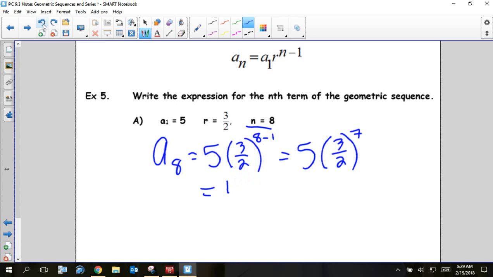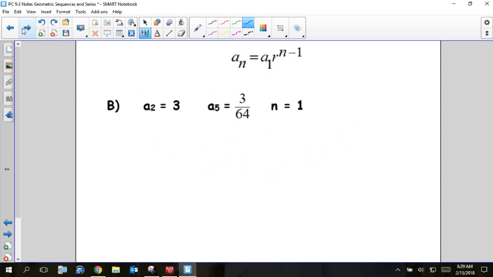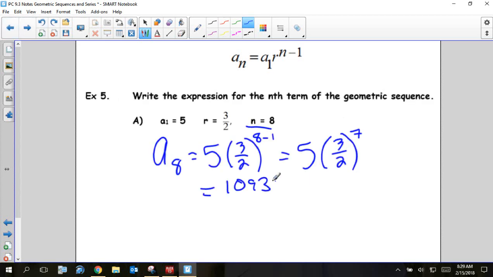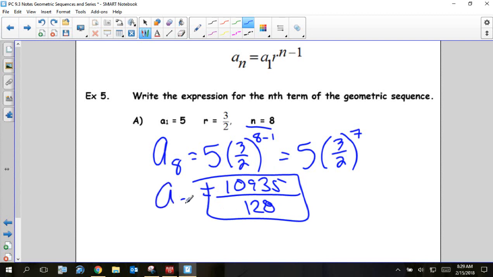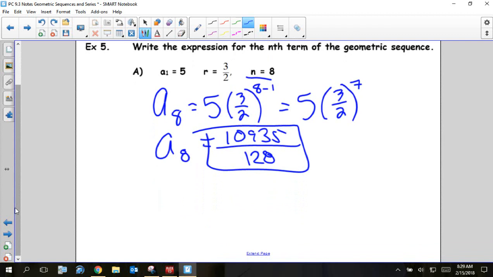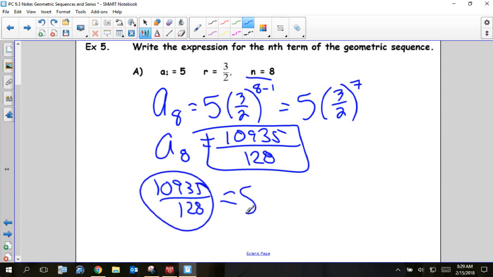10,935 over 128. Okay, that is a sub 8. If I wanted you to plug a sub 8 into the formula, I would put 10,935 over 128 on that slide, because that is the value at a sub 8.